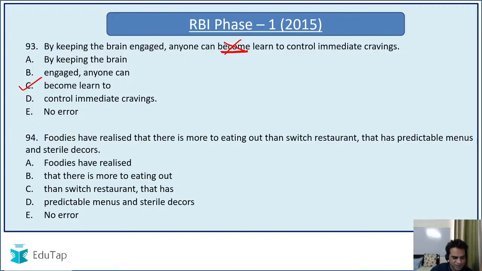Guys, now the error here is, always remember that whenever you use a verb after "to", to make it an infinitive, we use the first form of verb. For example, I want to go, not I want to going. So there is not more to eating, there is more to eat out than switch restaurant. Foodies have realized that there is more to eat out than switch restaurant that has predictable menus and sterile decors. To is not usually followed by the ing form of verb, it is followed by the first form of verb that makes it an infinitive. There is more to understanding or there is more to understand in this concept.